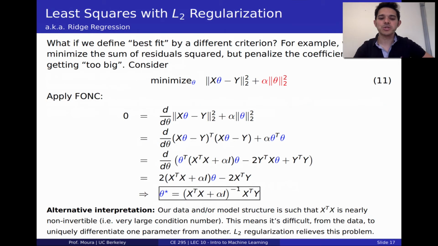So what L2 regularization does is it better conditions the inversion of x transpose x by adding to it a diagonal matrix where the elements on the diagonal are alpha. And that better conditions the data for least squares fitting. So it's a way to handle robustness.